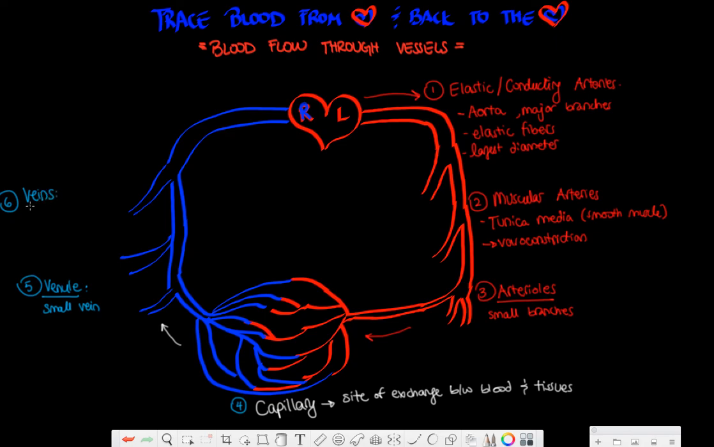And so next up, we have the veins. The veins have a large diameter and they also have valves in order to ensure unidirectional flow of blood back to the heart. So valves ensure unidirectional blood flow.